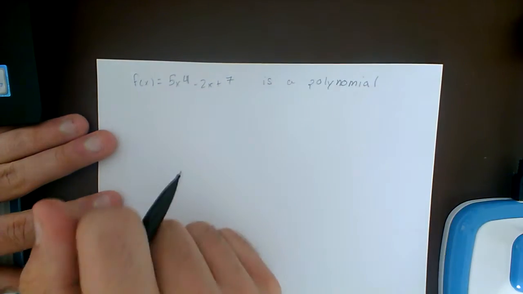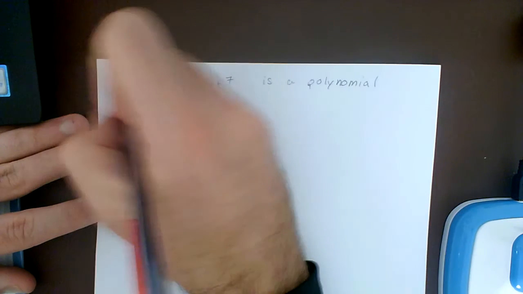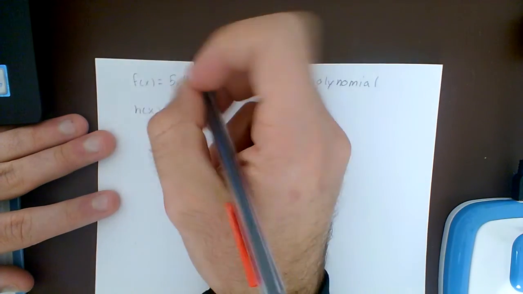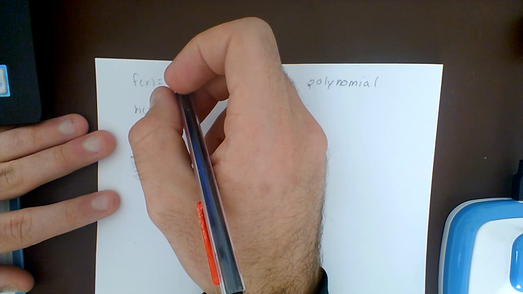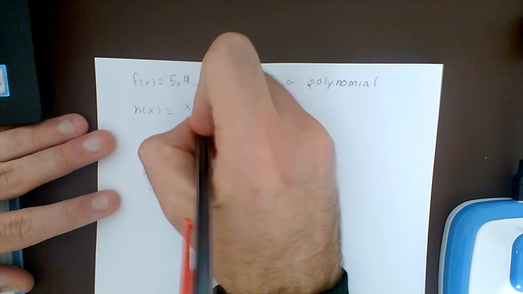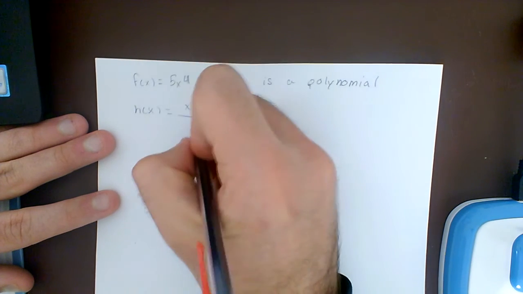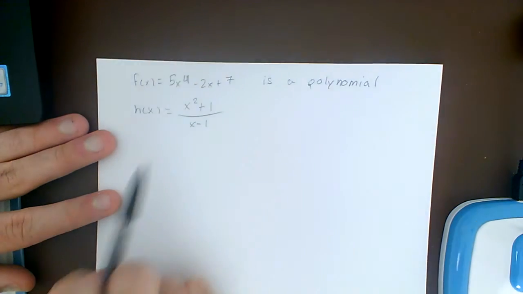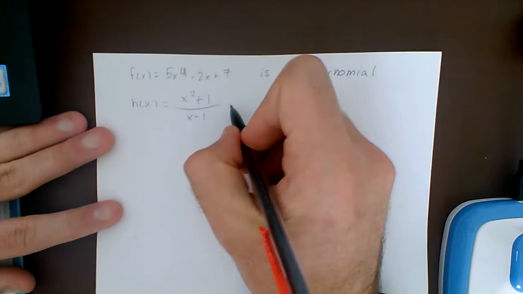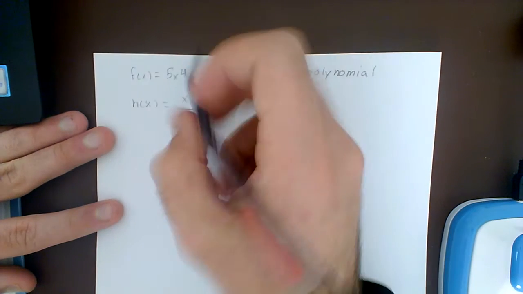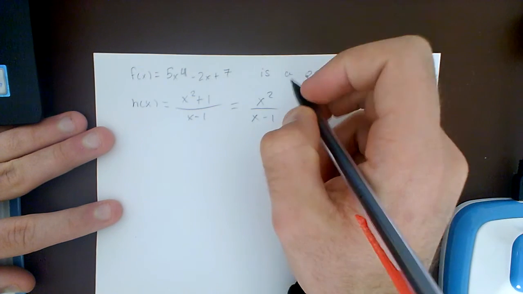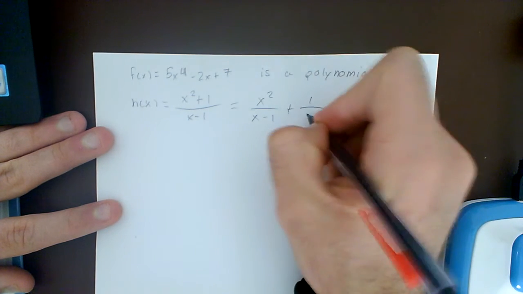By definition, right, of the book. But if I gave you h of x equals x squared plus 1 over x minus 1, this one's not a polynomial, because we can rewrite this by breaking up the denominator as x squared over x minus 1 plus 1 over x minus 1.